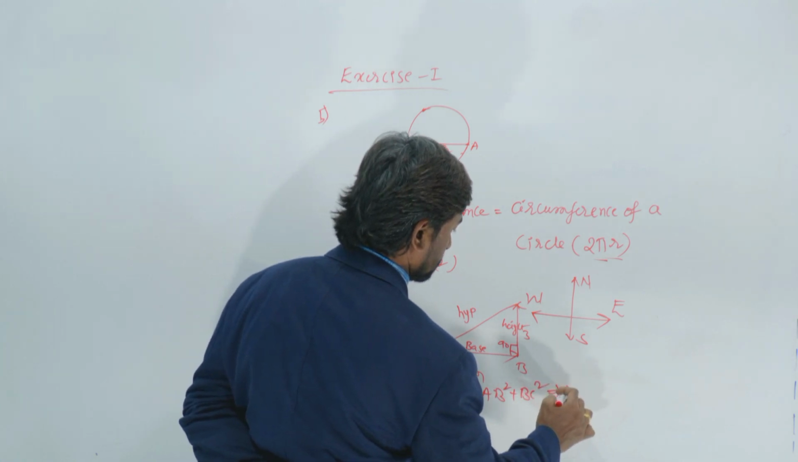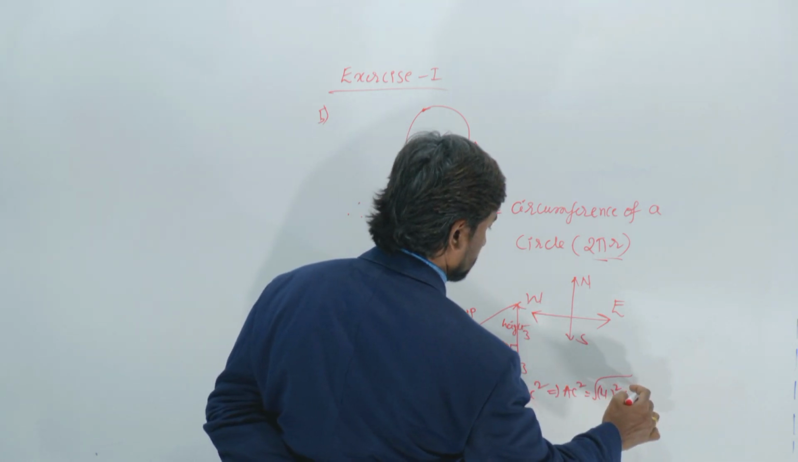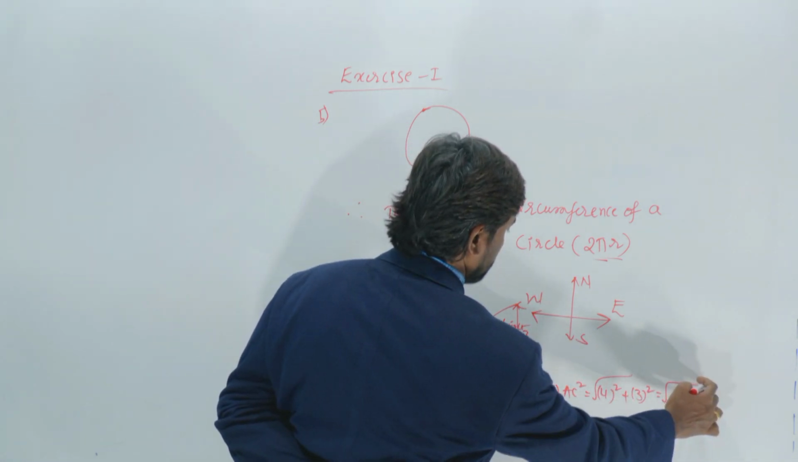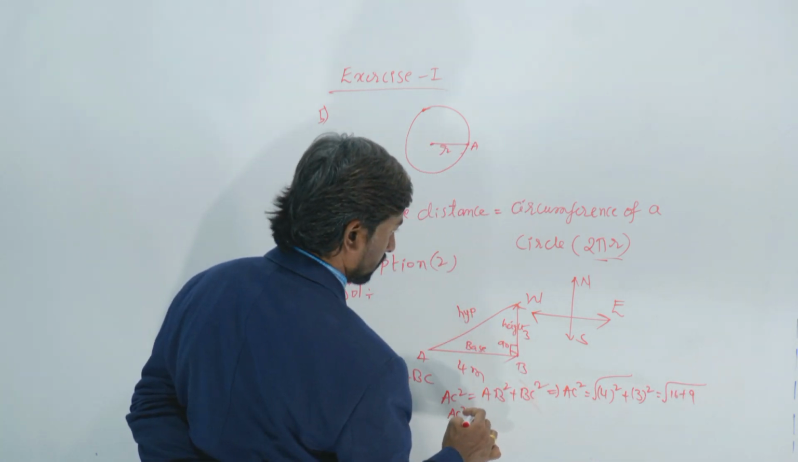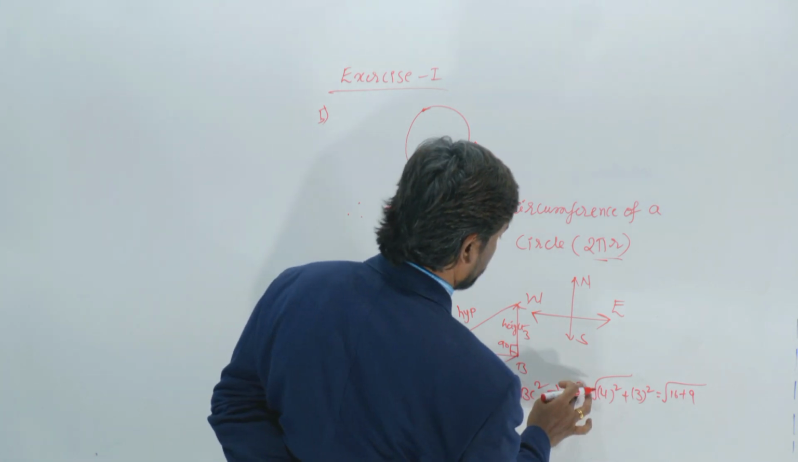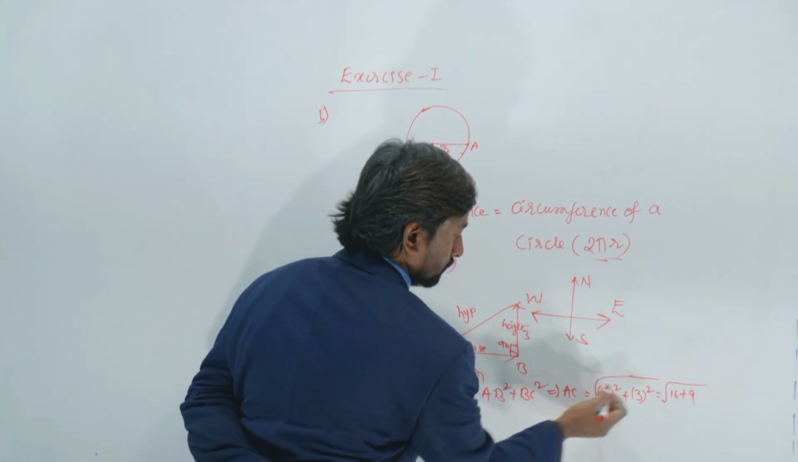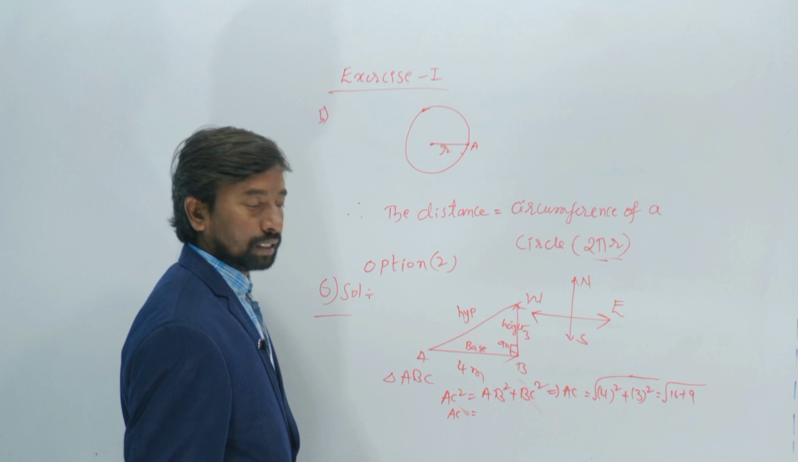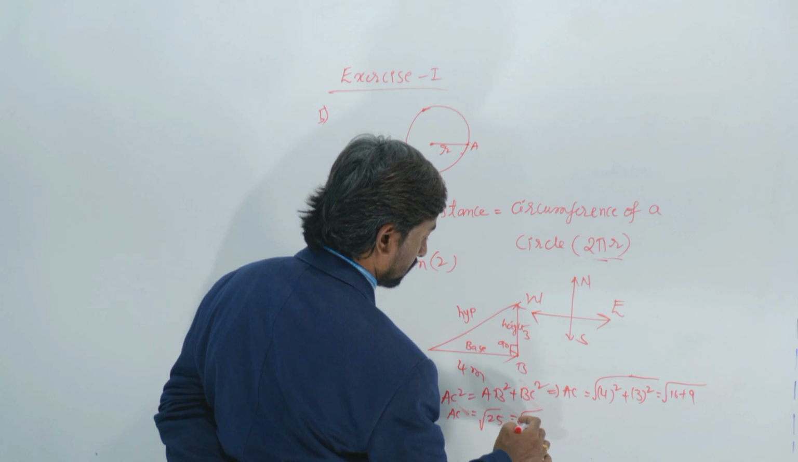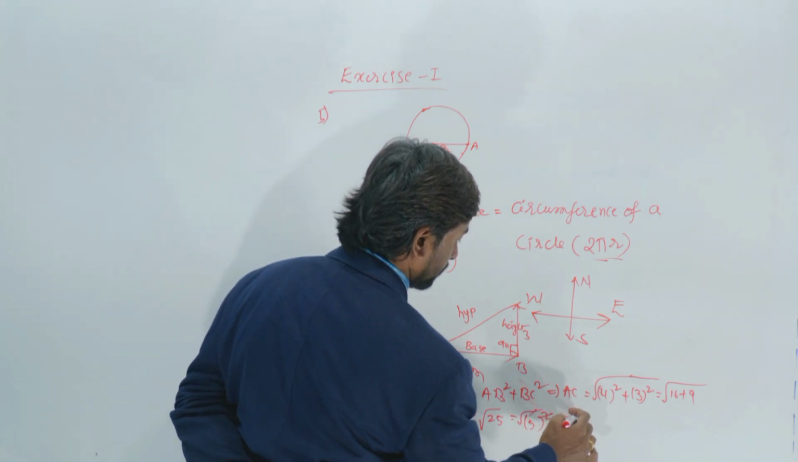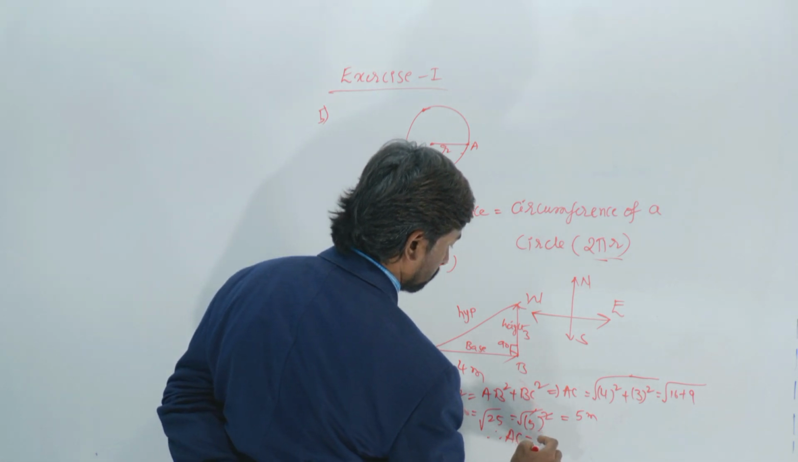Now AC square is equal to 4 square plus 3 square, since AB is 4 and BC is 3. So we get 16 plus 9. Then AC is equal to root 25. Root 25 is 5, since the square root and square cancel. Therefore AC is equal to 5 meters.